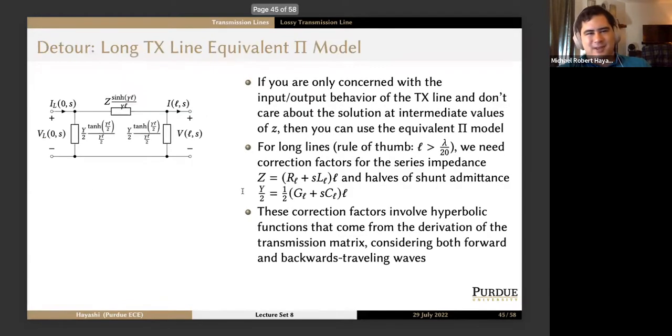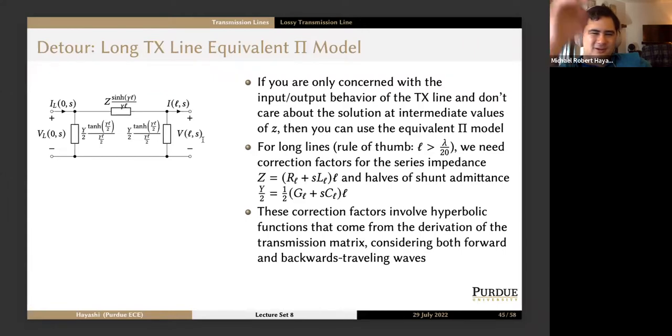And that brings us to the last major thing about transmission line modeling, what we've been working on for like 26 slides or whatever: the long transmission line equivalent pi model. If you're only concerned about the input and output behavior of a transmission line, and you don't care about the solution at intermediate values of z, so you don't care about what happens halfway down the line or a quarter of the way down the line, and you also don't care about the physical speed of light time delay of the line, which might be harder to ignore, you can use what's called the long transmission line equivalent pi model.